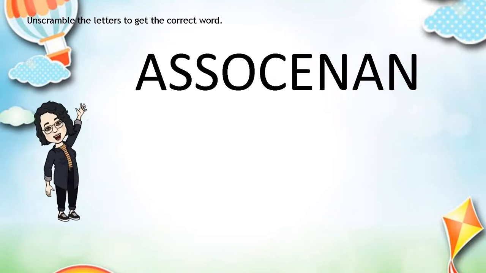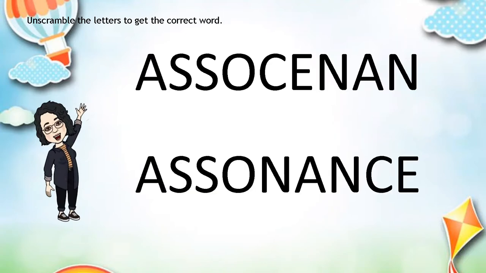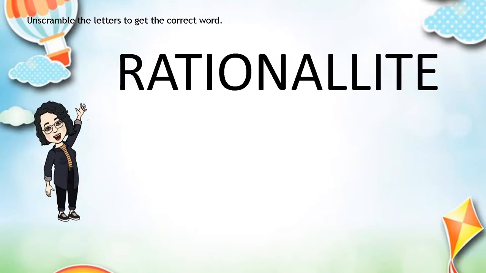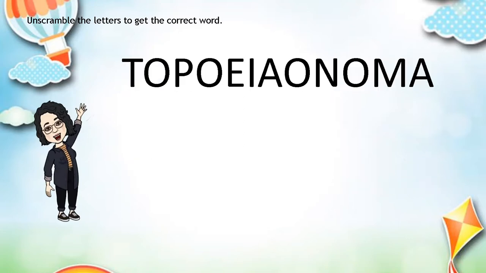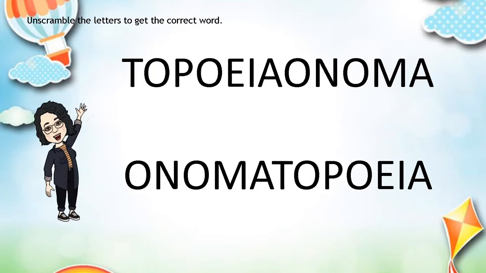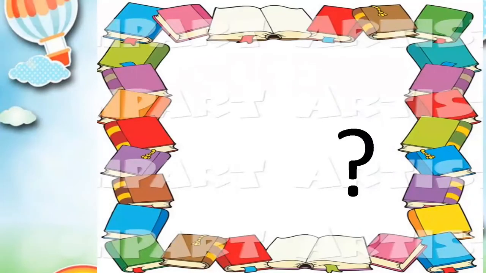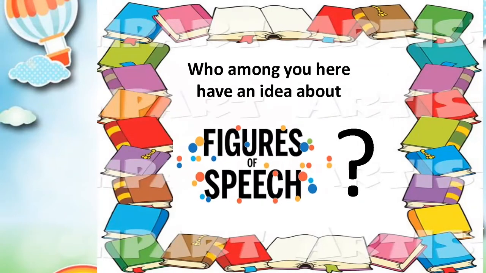And scramble the letters to get the correct answer. Correct, that is assonance. Another word. You got it right. That is alliteration. What word is it? Very good. That is onomatopoeia. Okay, do you have any idea what are those words? Very good. Those words are figures of speech.